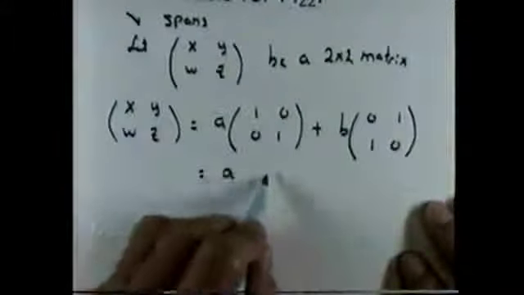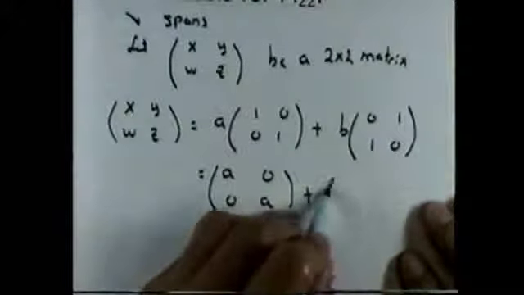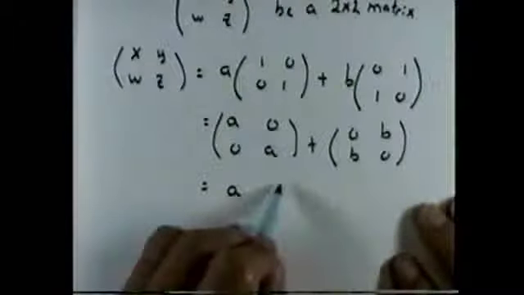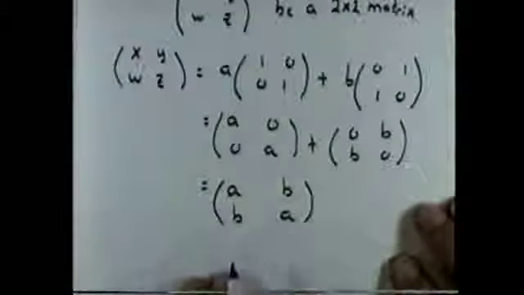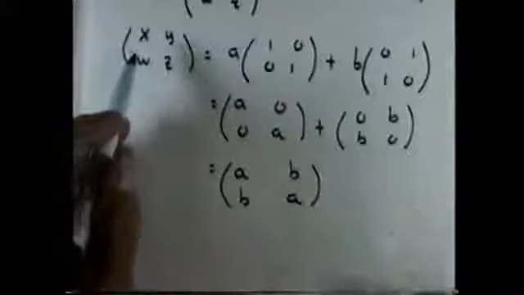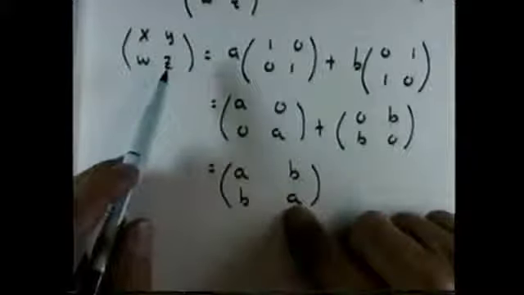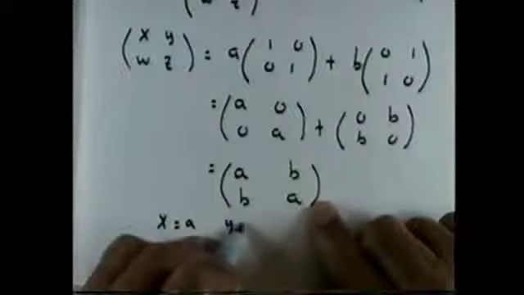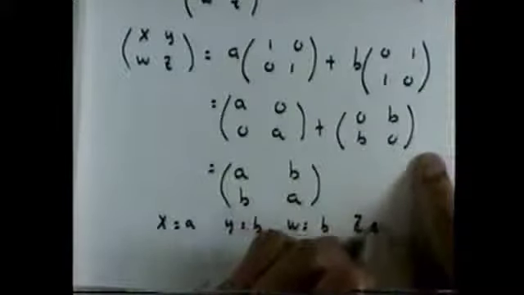Well, this would equal [A 0; 0 A] plus [0 B; B 0], which is [A B; B A]. Now this gives me that X is A, Y is B, W is B, Z is A. So if I equate coefficients, I get X is A, Y is B, W is B, and Z is A.